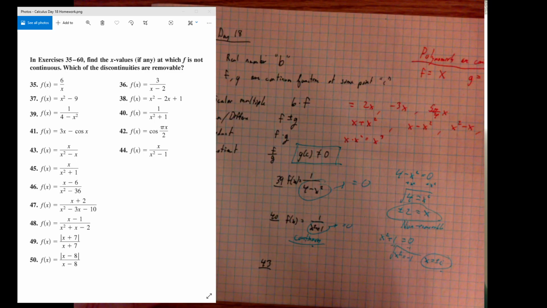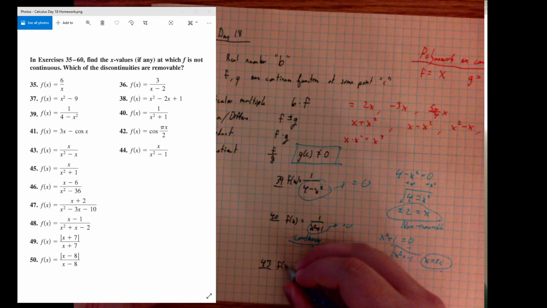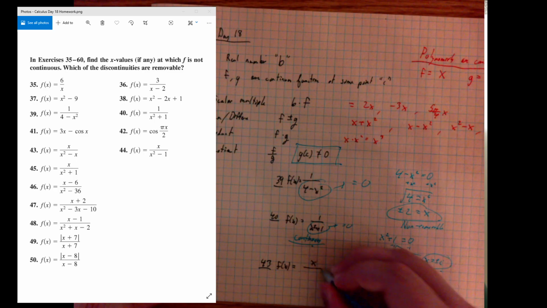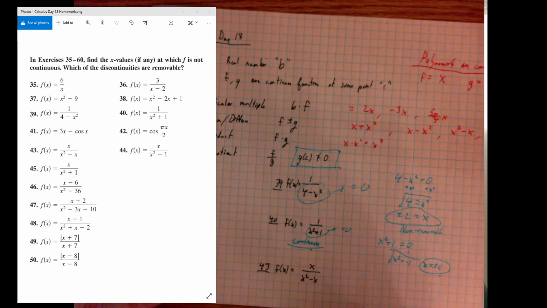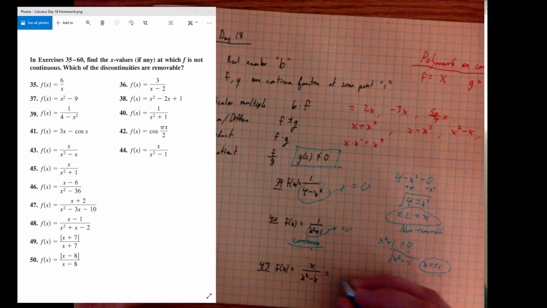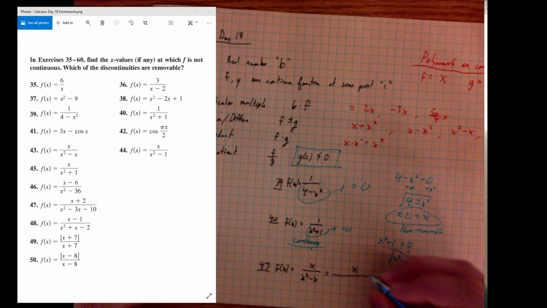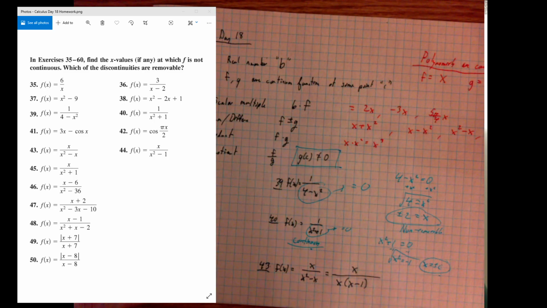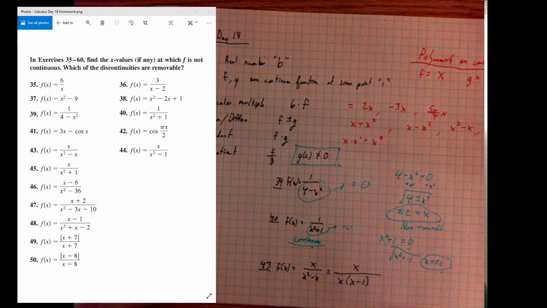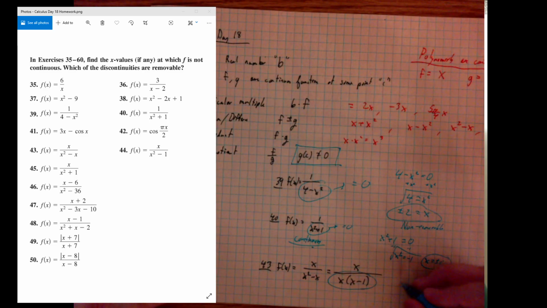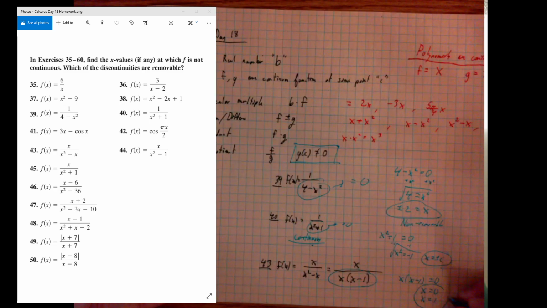If you look at 43, we have x over x squared minus x. One of the things you can do is factor first. So we have x on top. I factor the bottom into x times x minus 1. And now I can once again choose the bottom portion, set it equal to 0. This happens in 2 places, x equals 0 and x equals 1.